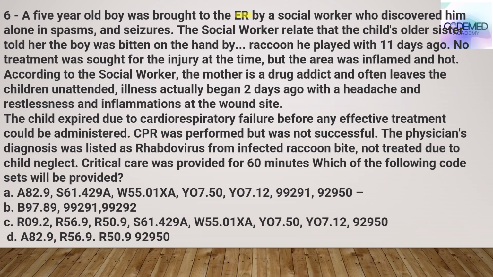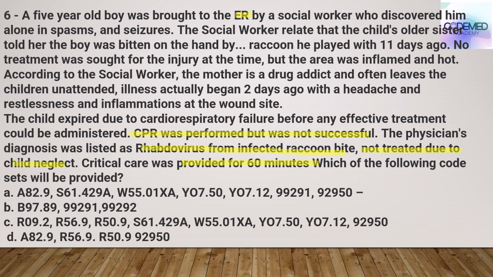Illness actually began 2 days ago with a headache and restlessness and inflammation at the wound site. The child expired due to the cardiopulmonary failure before any effective treatment could be administered. CPR was performed but was not successful. The physician diagnosis was listed as a rhabdovirus from an infected raccoon bite, not treated due to the child neglect. Critical care was provided for 60 minutes. Which of the following code sets will be provided?